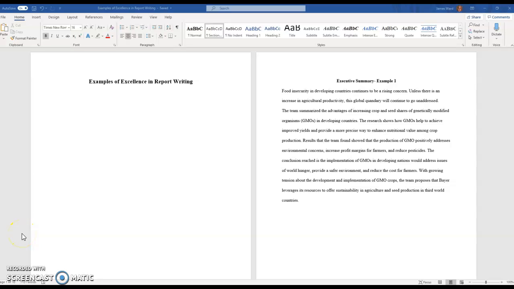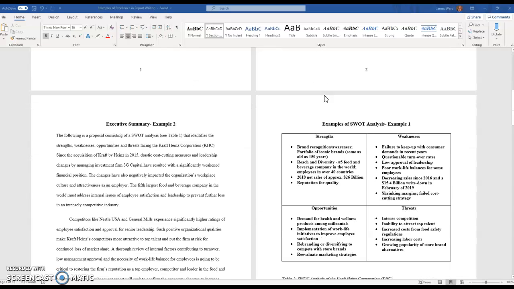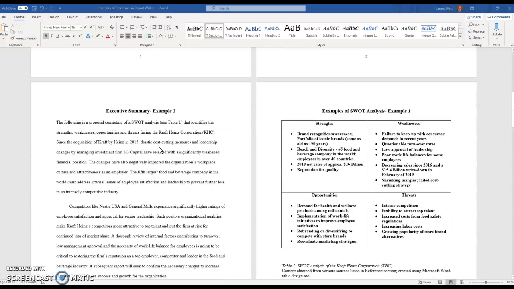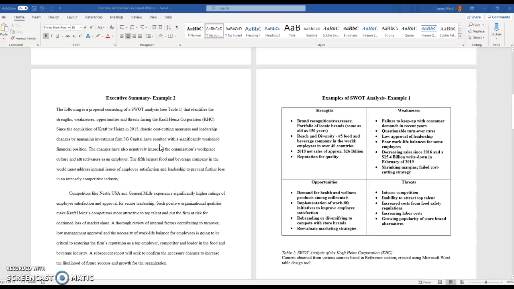I'd like to share with you some excellence in report writing. Here's an executive summary, the first example. Executive summaries are short. They're not pages or paragraphs long. It simply says what you did. Here was another example of an executive summary that will tell them what you did.